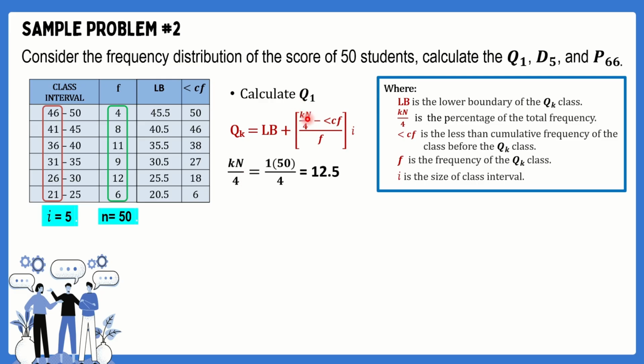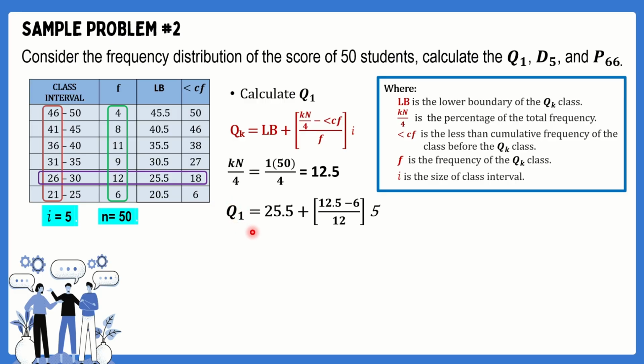Now let's substitute. So what we will do first is to solve this one. We have kn over 4, where K is 1 since we are looking for quartile 1, and n is 50, all over 4 since quartile is divided into 4 equal parts. So the result is 12.5. So where does 12.5 belong? It belongs to the 18. So this means the class that we will use is this class. Here we have the data that we will substitute in the formula.